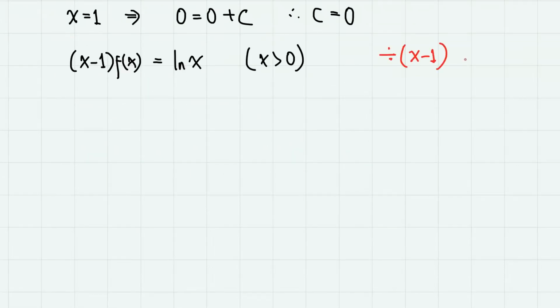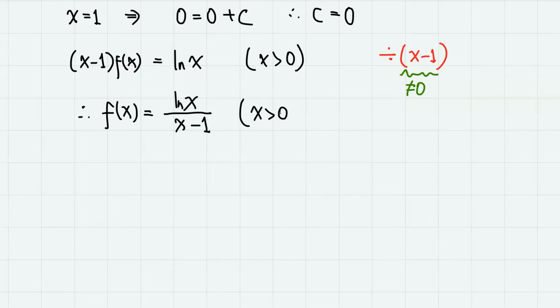Now, the next natural step would be, of course, dividing both sides by x minus 1. However, if we want to divide both sides by x minus 1, we must add a new condition that x minus 1 is non-zero. Therefore, we have f(x) equals ln x over (x minus 1) when x is positive and x is not 1.